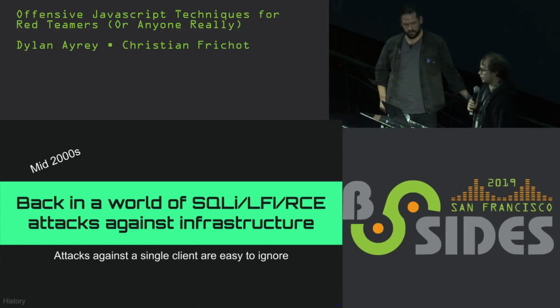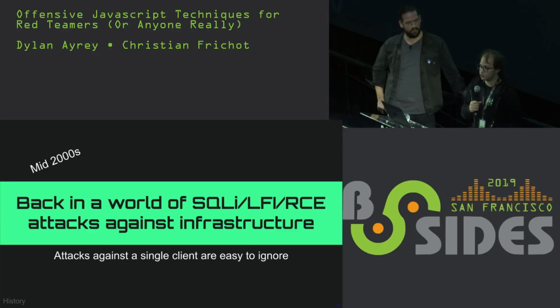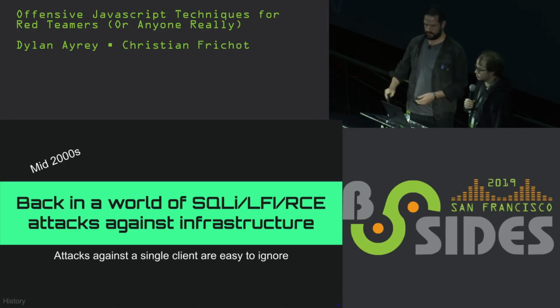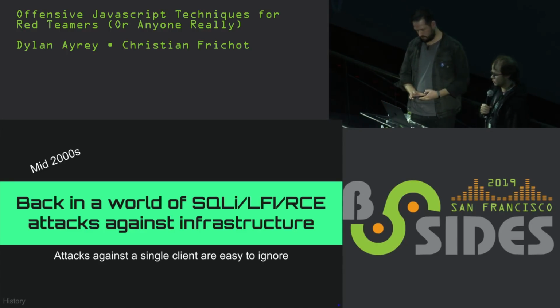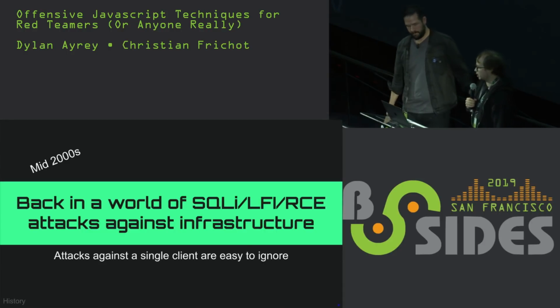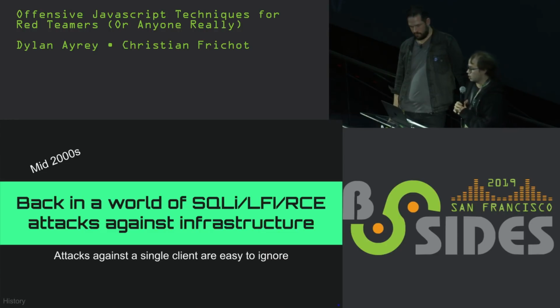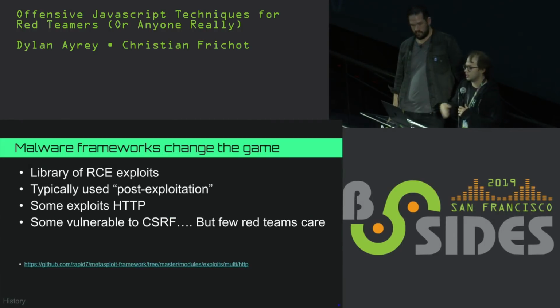So if we rewind the clock back a little bit to the mid-2000s, it wasn't too difficult to find a single critical security vulnerability that could completely compromise a company. You could get a SQL injection or remote code execution that could allow you to completely dump a production database and just fully own an entire company. At the time, an attack against the client may not be that interesting because if there's systemic problems that allow you to totally dump a production database, who cares if you can attack one individual client? So things obviously evolved and got more complicated over time.